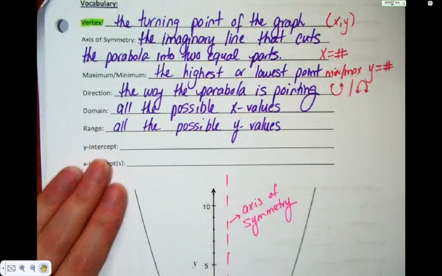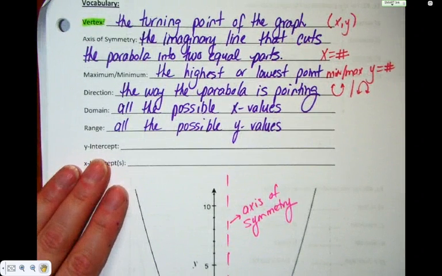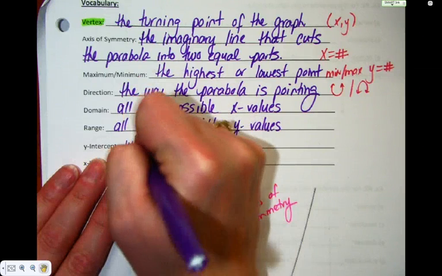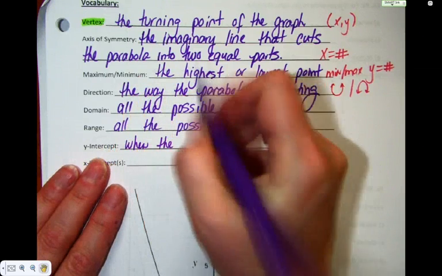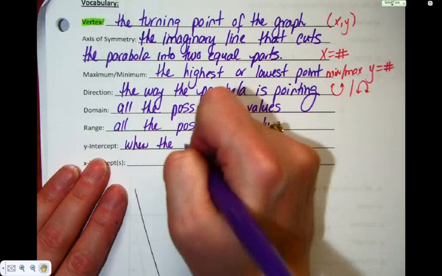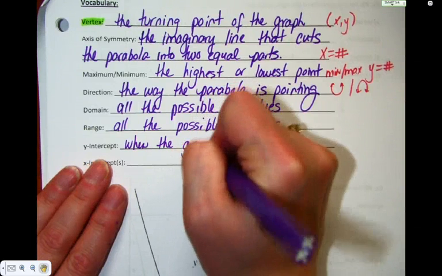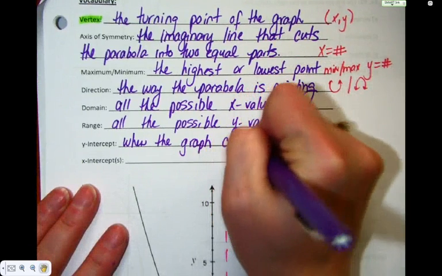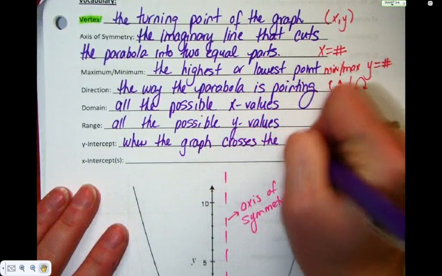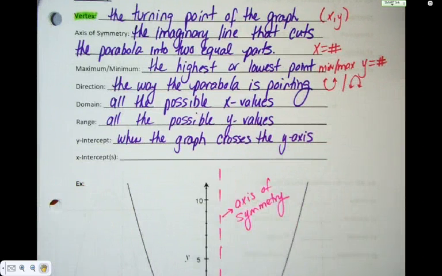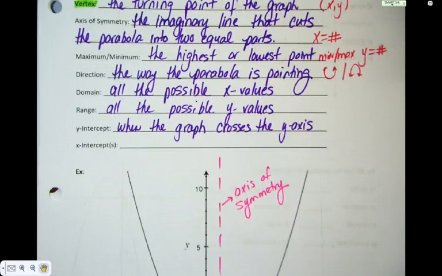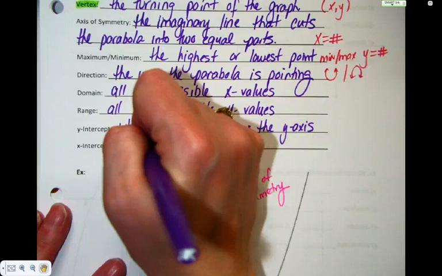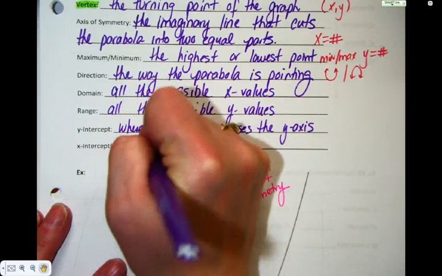Give me the definition of the y-intercept. Where the graph, we'll say in general, graph, function, equation, crosses the y-axis. X-intercept: where the graph crosses the x-axis.